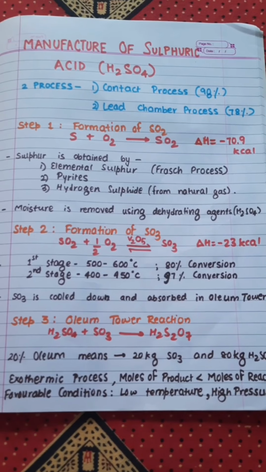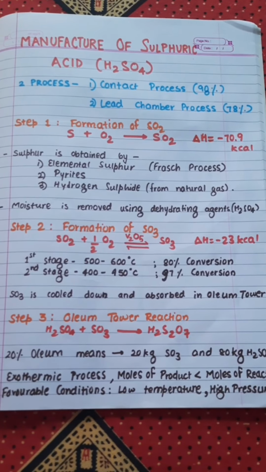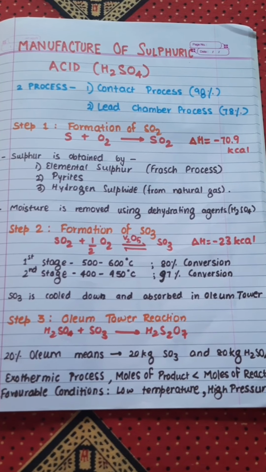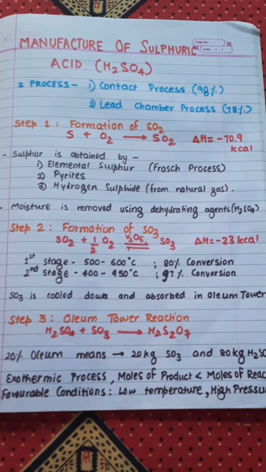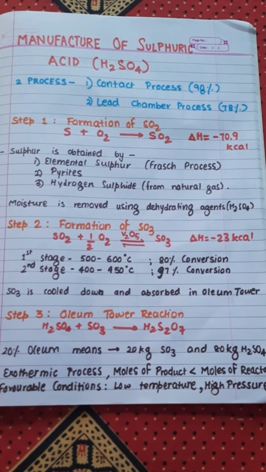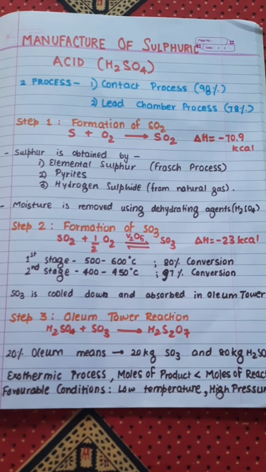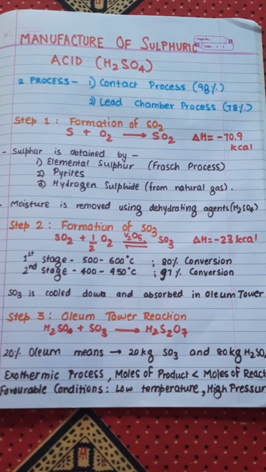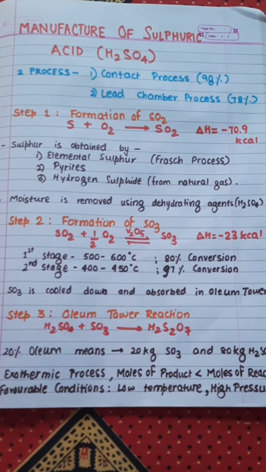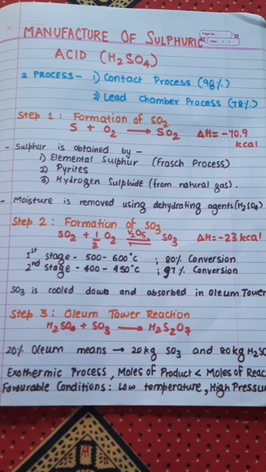The second process is the formation of SO3. SO2 plus half O2, in the presence of a catalyst like V2O5, combines to give SO3. This process is done in a two-stage catalytic converter. In the first stage, the temperature maintained is about 500 to 600 degrees Celsius and this leads to 80% conversion of SO2 to SO3.